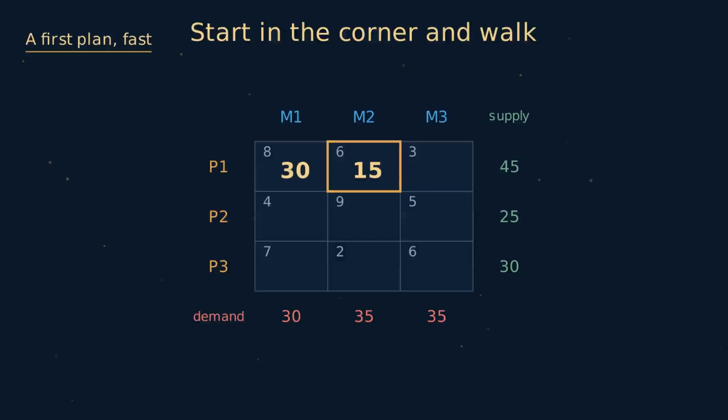30 is the smaller number, so 30 units go here and that market is satisfied. 15 units are still sitting at the plant, so slide right, 15 more go to the second market, and now the plant is empty. Same rule again and again. 20 to the second market finishes it off. The 5 left at the second plant go to the last market. And the third plant sends its full 30 to the only column still open.